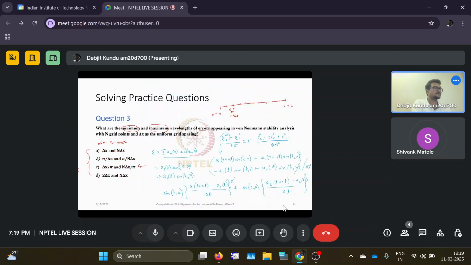So A, what can A do with time? It can decay exponentially, it can grow exponentially, and it can oscillate while doing both.